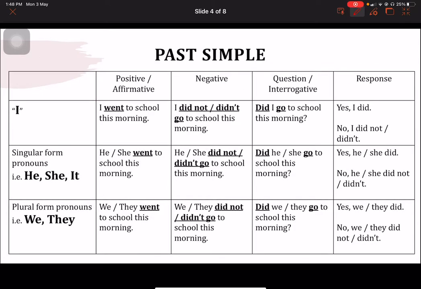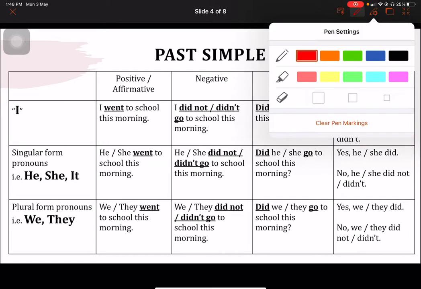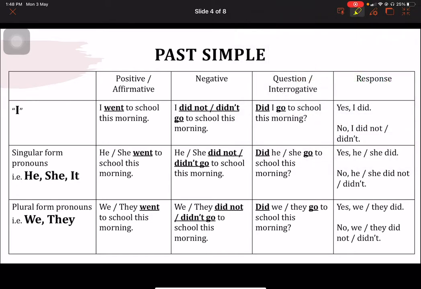So these are the examples of sentences. If you notice, for past simple, it is not like how you change sentences in the present simple, right? So here, you don't change. You see in the positive form, for all the classes, we retain the same form.